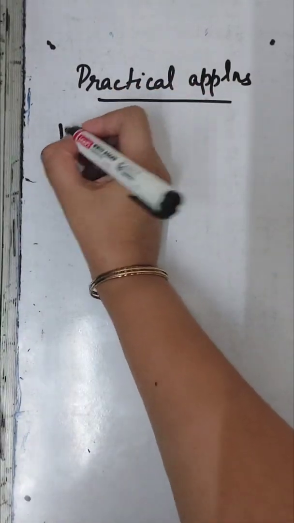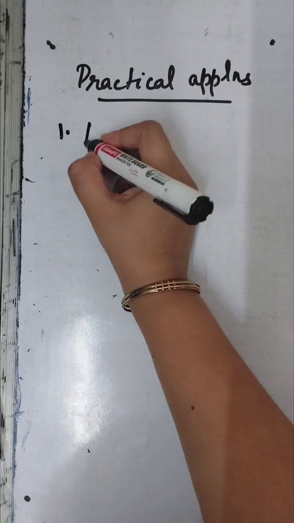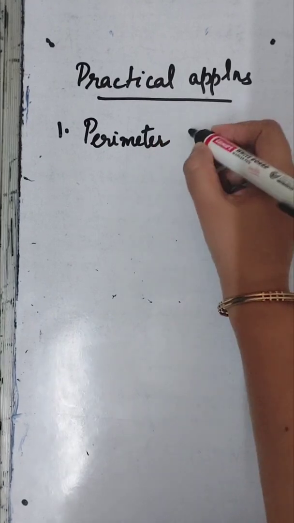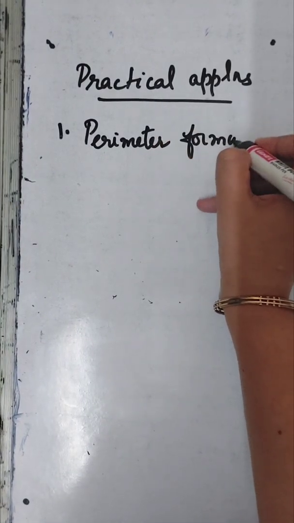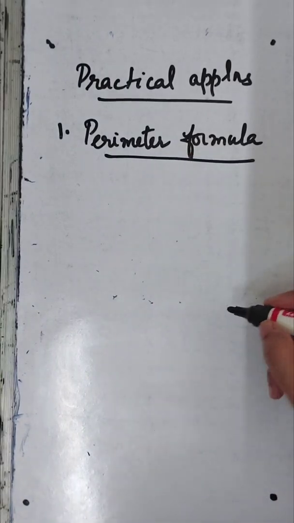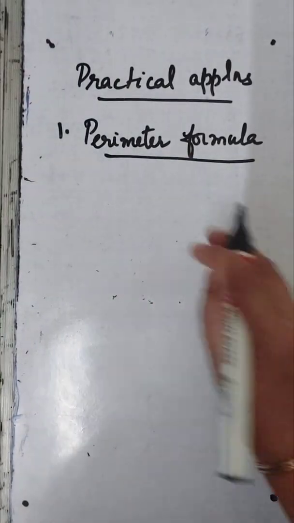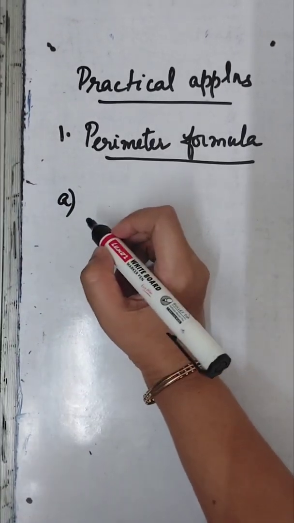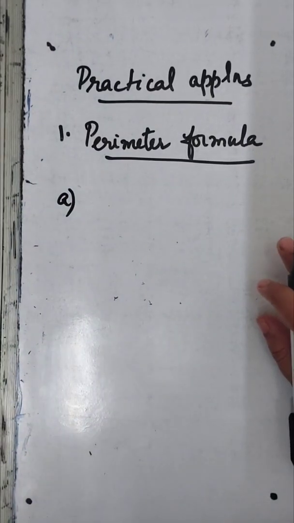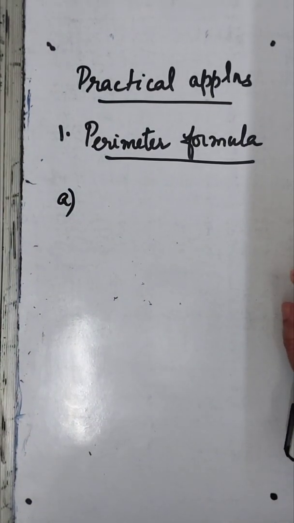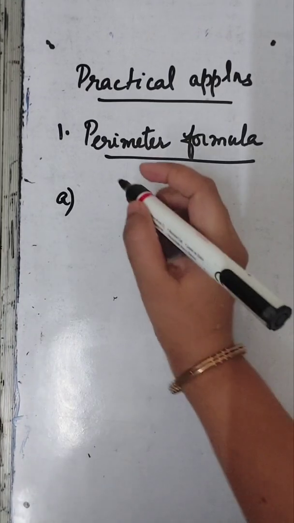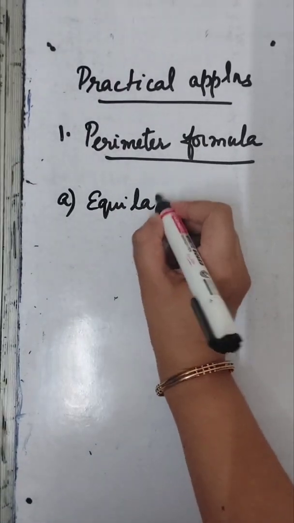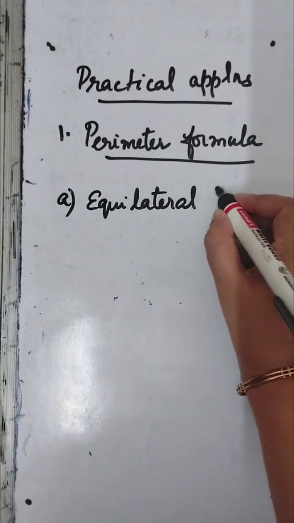The first application which we are going to see is the perimeter formula. So you all have come across this word perimeter, right? So let's see how we can derive the perimeter of different shapes, which is in the form of algebraic expressions. Okay, so the first one which we are going to see is the equilateral triangle, the perimeter of an equilateral triangle.